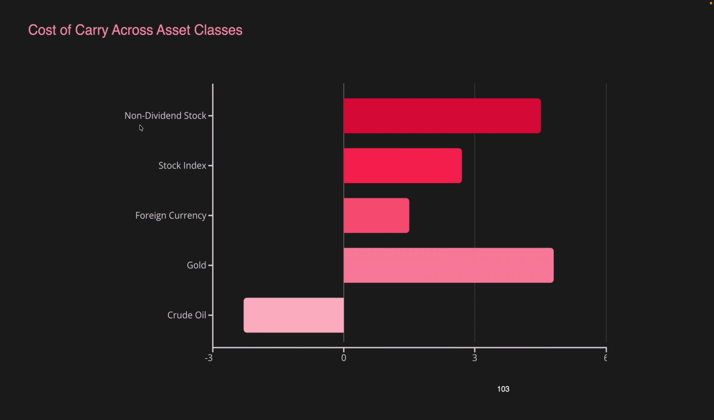If you generally compare, non-dividend paying stocks have a cost of carry of around 5%. Stock indices have a cost of carry of about 2.75%. Foreign currency has a cost of carry of about 1%. Gold has the highest cost of carry, more than 5%. And crude in fact has a negative cost of carry.